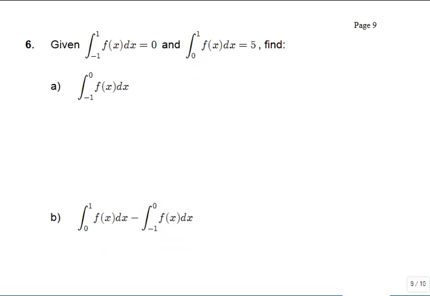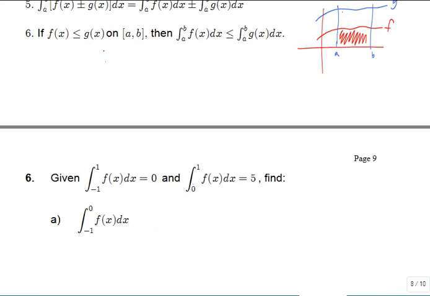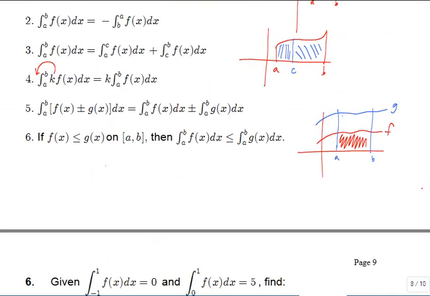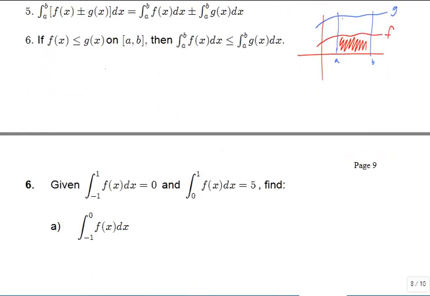All right, so let's use some of our properties here. Given that the integral from -1 to 1 of f is 0, and the integral from 0 to 1 of f is 5, find the integral from -1 to 0 of f. Okay, so this is going to be that property number 3 that we're going to use. We're going to take one full interval and we're going to chop it up into 2 smaller pieces.